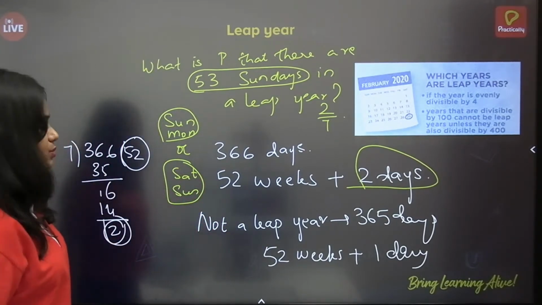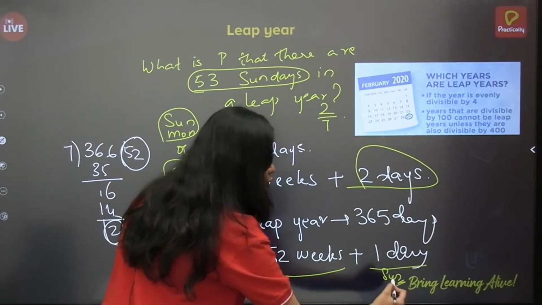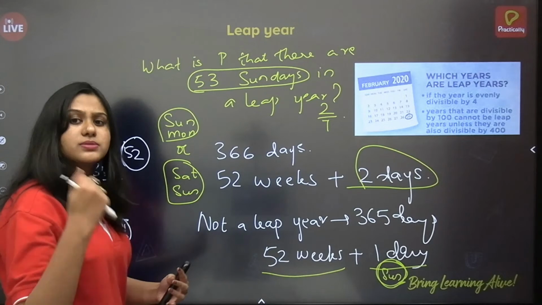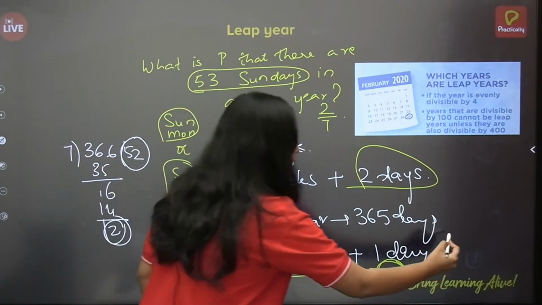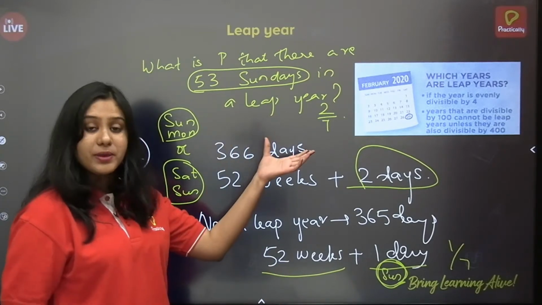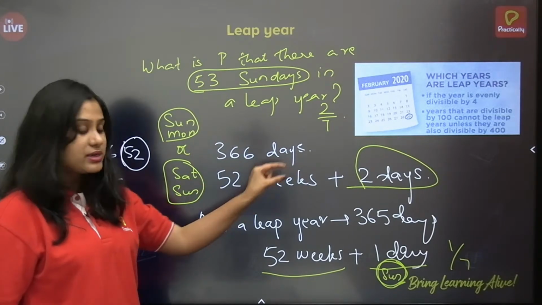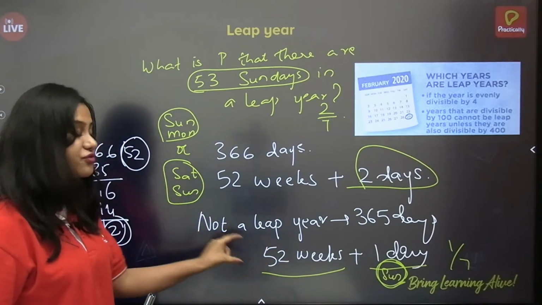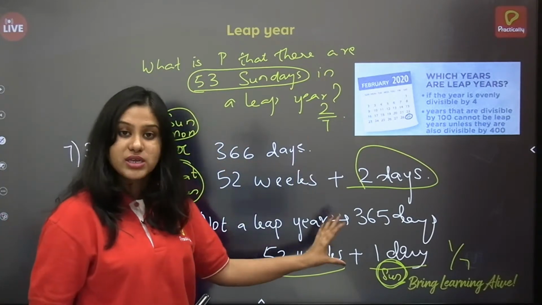Okay, let us check that as well. It will be 52 weeks plus 1 day. So this has to be Sunday, correct? So there is only one favorable outcome. And what are the total possible outcomes? Sunday, Monday, Tuesday, Wednesday, Thursday, Friday, Saturday. That is 7. So it will be 1 by 7. Okay. So do not get confused between a leap year and a non-leap year. Make sure you remember this. 366 days can be written as 52 weeks plus 2 days. 365 days can be written as 52 weeks plus 1 day. So now if any question is given, just relate to these and you can answer it.